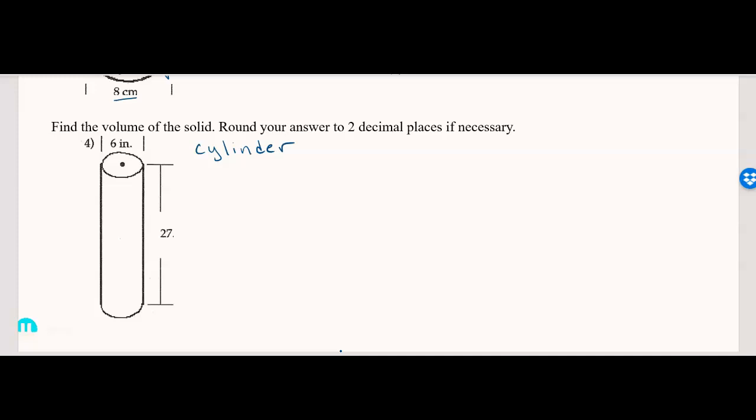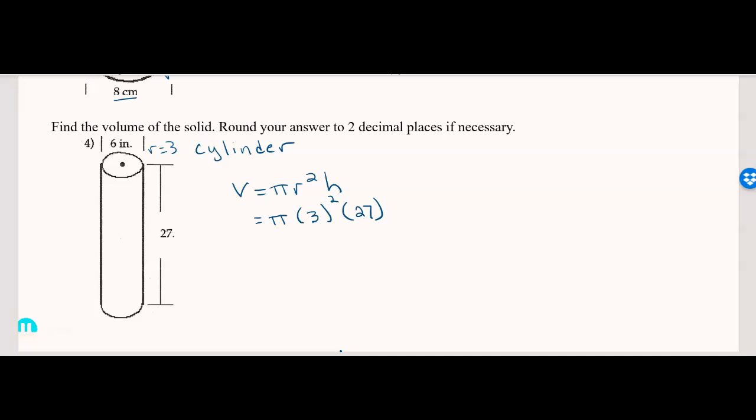And the formula for a cylinder, like I said, is very similar to the cone. The cone is just 1/3 of it, but it would be pi r squared h. In this case, we've got pi. Now, we want r squared, and we need our height. The radius is 6 inches. So, I'm sorry, the diameter is 6 inches, so our radius would be 3. And the height is 27.